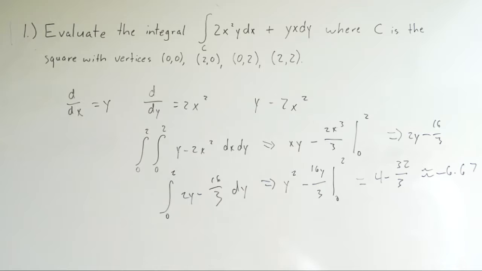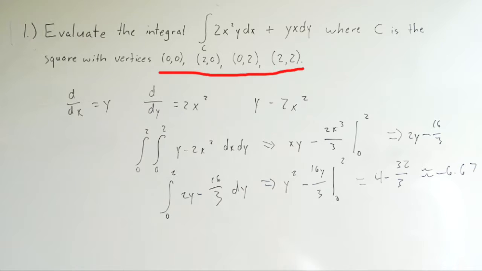Okay, so the first problem we're going to look at is this one right here. It says evaluate the integral 2x squared y dx plus yx dy, where C is the square with vertices (0,0), (2,0), (0,2), and (2,2). So the best way to approach this is by using Green's theorem.